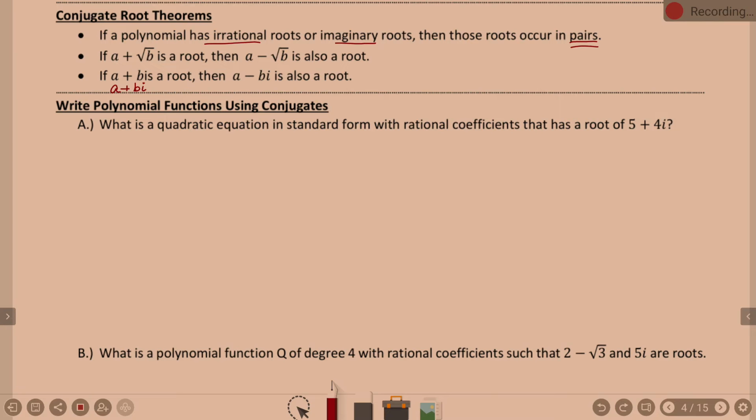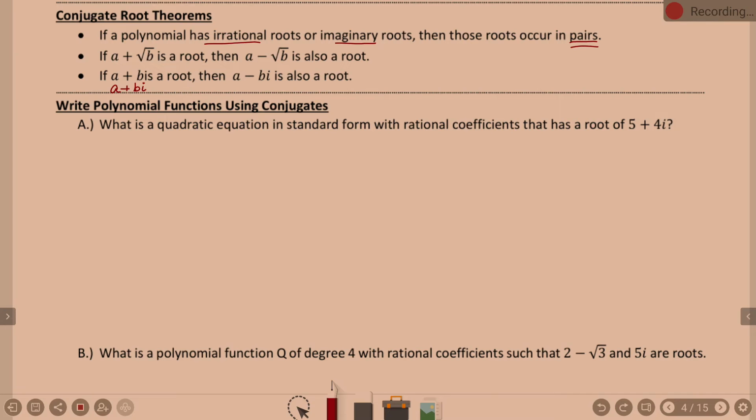Now, here's the deal. Are they going to tell you those pairs are there? No. They try and be tricky like that. They say, okay, a plus bi is a root. You have to automatically process and know, oh, they said a plus bi, so now I have to use a minus bi as well. Same thing with the square roots. Okay, so moving forward with that concept in mind, we're going to write some equations.